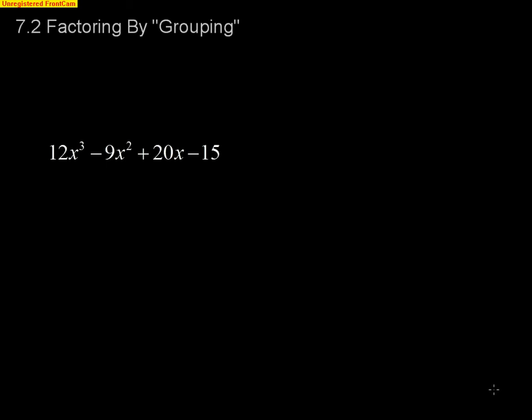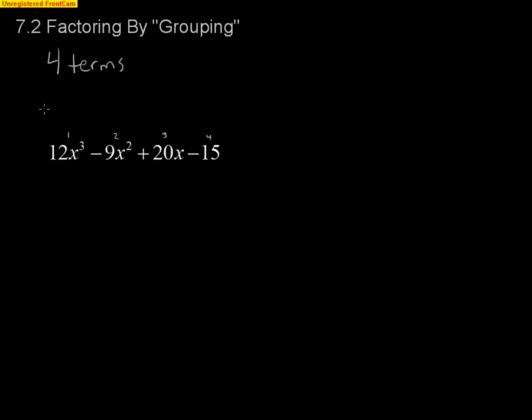I wanted to make a quick video for my Algebra 1 class here from section 7.2 of our book entitled Factoring by Grouping. Remember when we talked in class today, factoring by grouping, we got to make sure that our polynomial has 4 terms. And if we notice right here in our first example, we've got 4 terms right here.